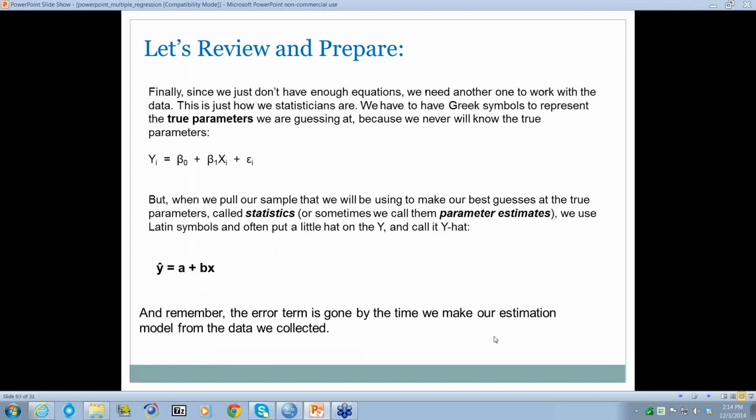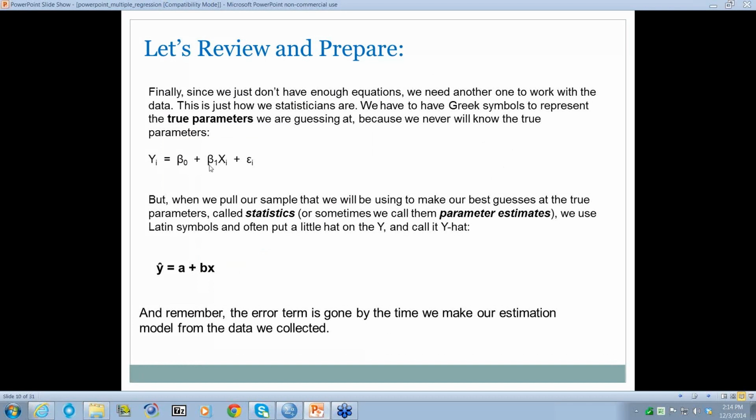Finally, since we just don't have enough equations, we need to have another one to work with the data. And this is just how we are. We have to have Greek symbols to represent the true parameters we are guessing at, because we never know the true parameters. If we knew what the true value of your coefficients were, what you needed to multiply by your predictor to get your outcome, because you're fitting that line, then if we knew the truth, we wouldn't need to estimate it.